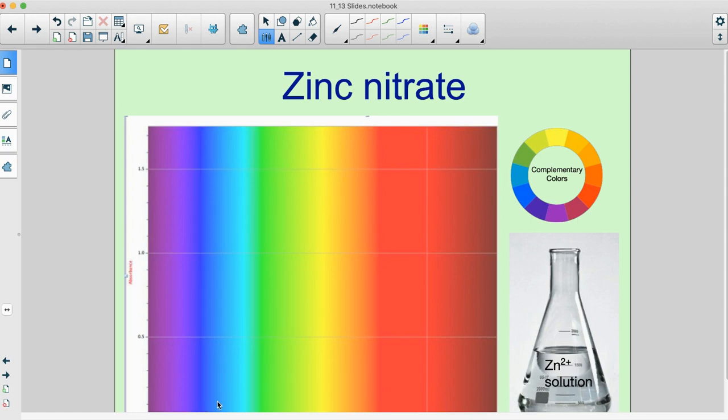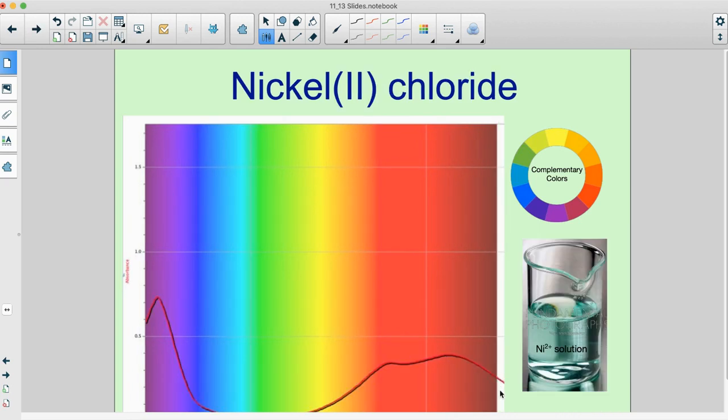Zinc is colorless, so it doesn't absorb anything. It transmits all the light, which combines into white light. And so all we see is no color, because white light is the combination of all the rainbow colors together, and we see no color when they're all combined. This nickel solution is sort of greenish, so we're seeing some absorption in the red area, but there's also a little peak over on the purple, and that may have to do with some other transitions in nickel. I'm not quite sure. I should look those up.